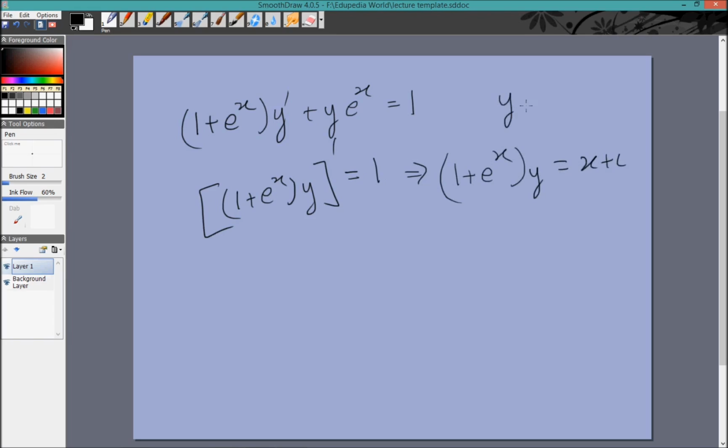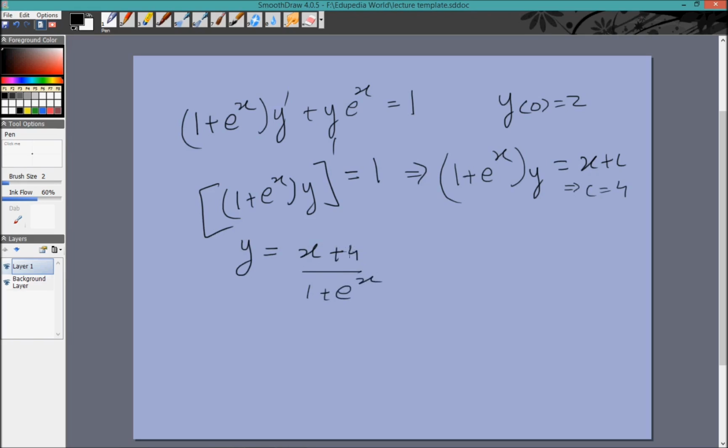We are given y of 0 equal to 2. So x is equal to 0. So this is 2, this is 2, x is 0, which gives me c is equal to 4, which gives me y is equal to (x plus 4) by (1 plus e to the power x).